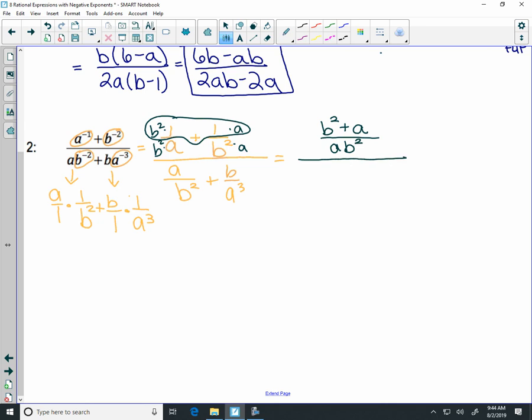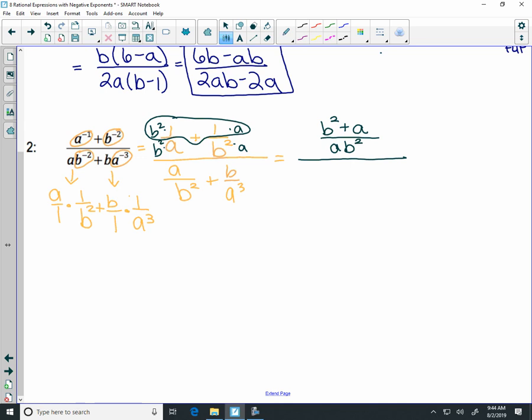Fight the urge to cancel anything there. If you can't factor, you can't cancel. And there's nothing that you can factor out there. We can't cancel over addition, because canceling is division. Division and addition cannot go together.